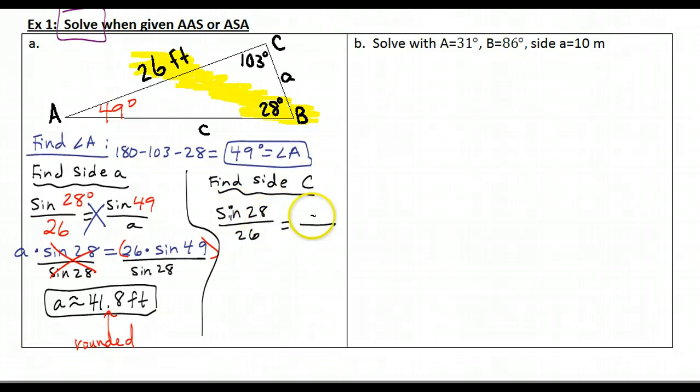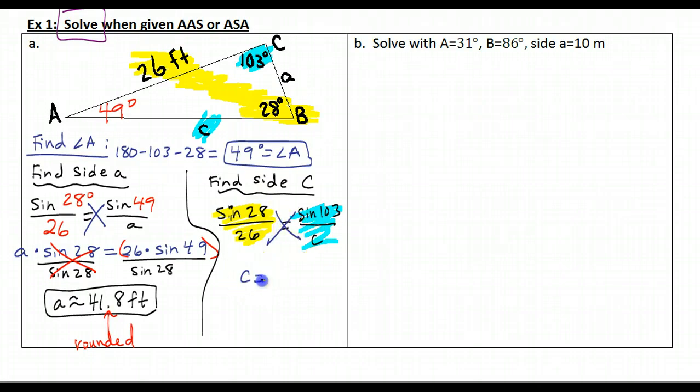Now to find side C, angle C is 103 degrees. So I have sine of 103 degrees over side C. I'll color code it to help you out if needed. Okay, so there you go. So I'm going to, again, cross multiply.